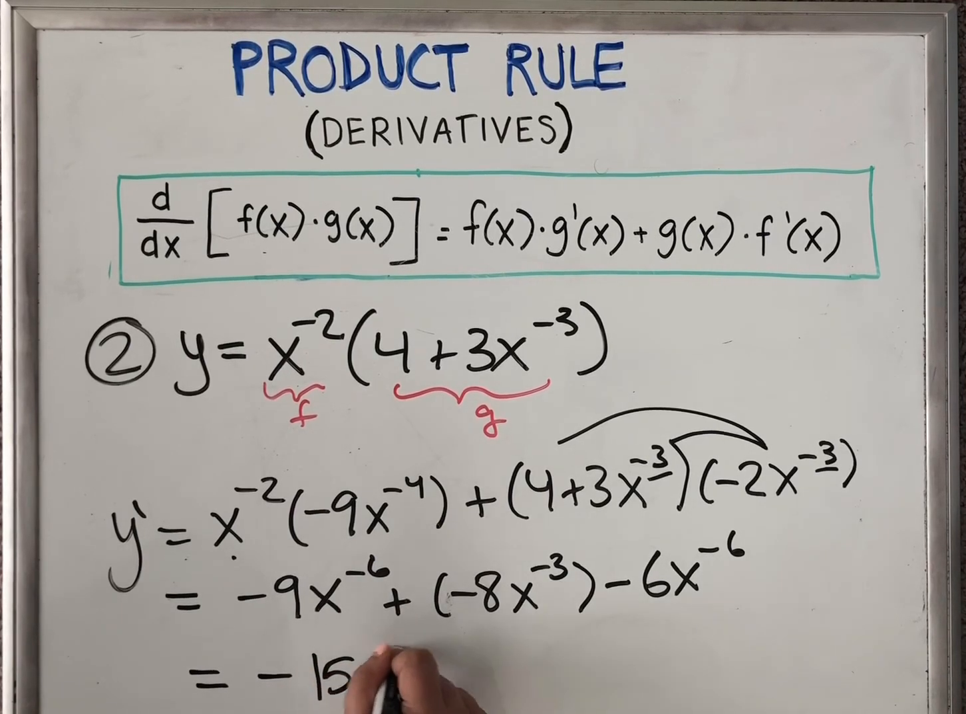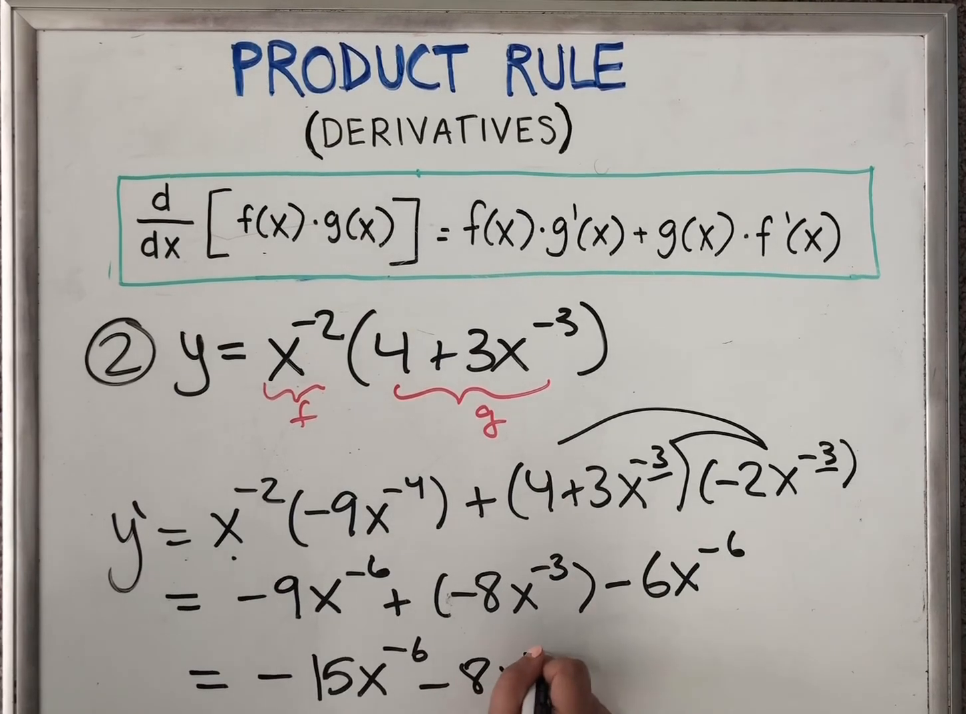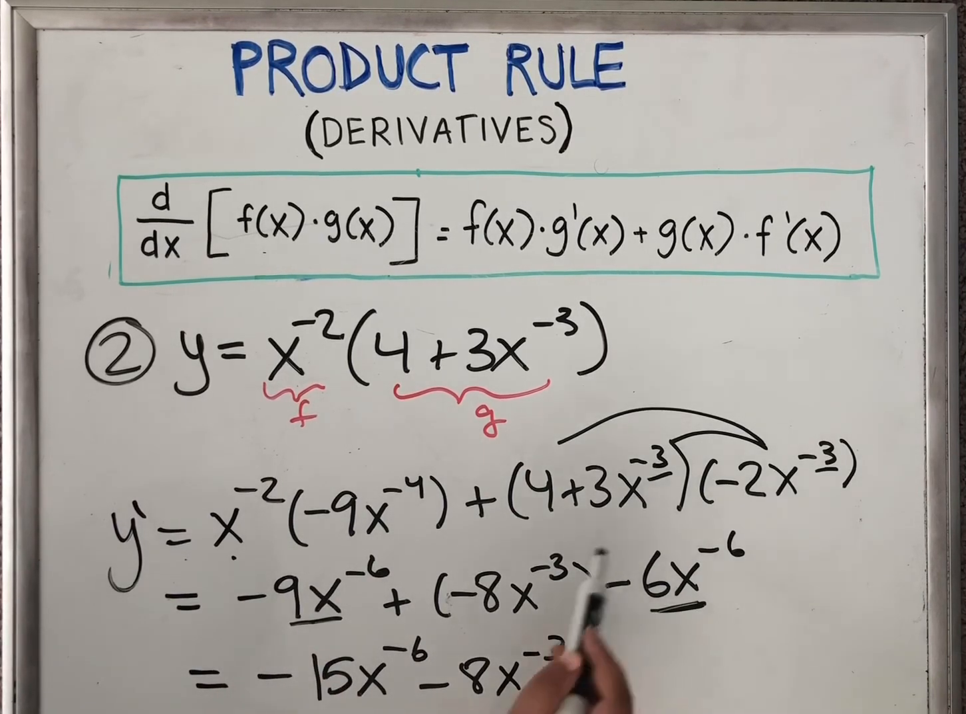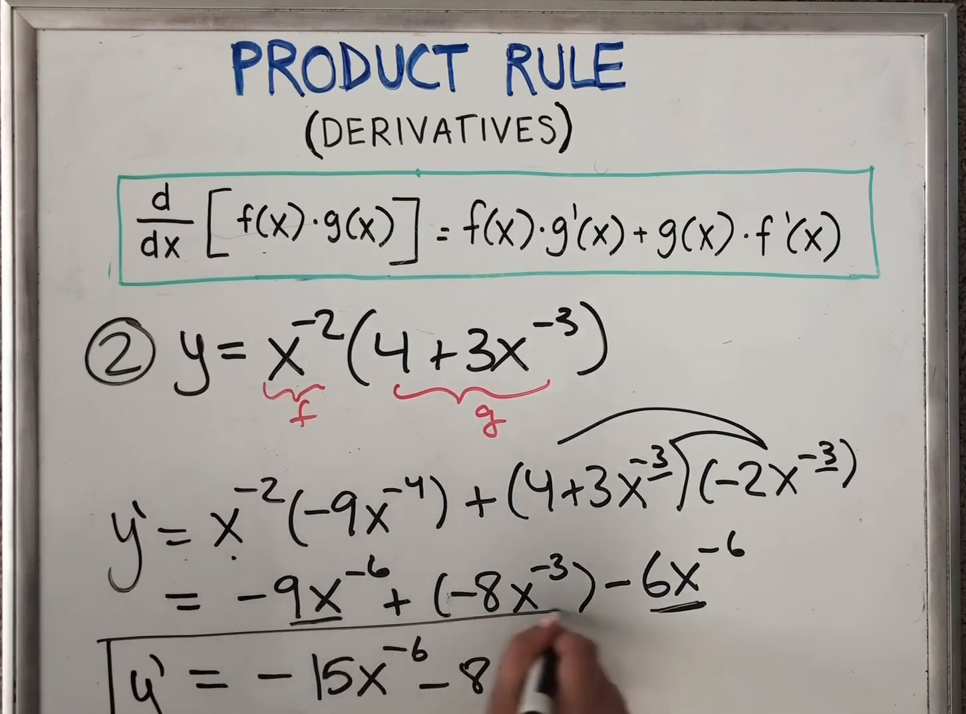Okay, and then we just finally clean that up a little bit, and we get negative 15x to the negative 6th minus 8x to the negative 3. Again, all I did was just combine like terms there. So as we see, these two terms right here both have an x to the negative 6th in them. So when we combine a negative 9 and a negative 6, we get a negative 15 right here, and then we just have our negative 8x to the negative 3. So that would be our derivative.